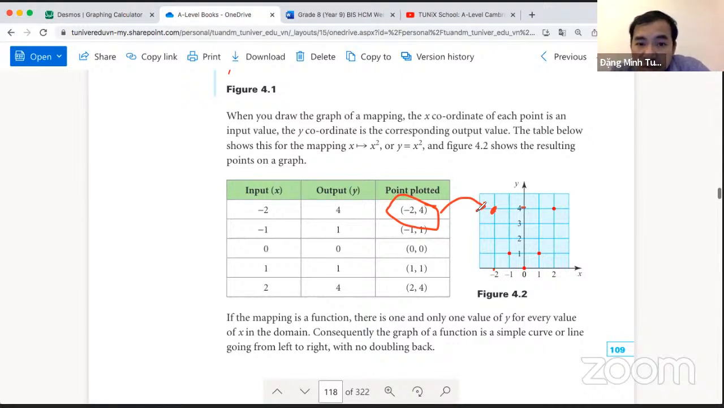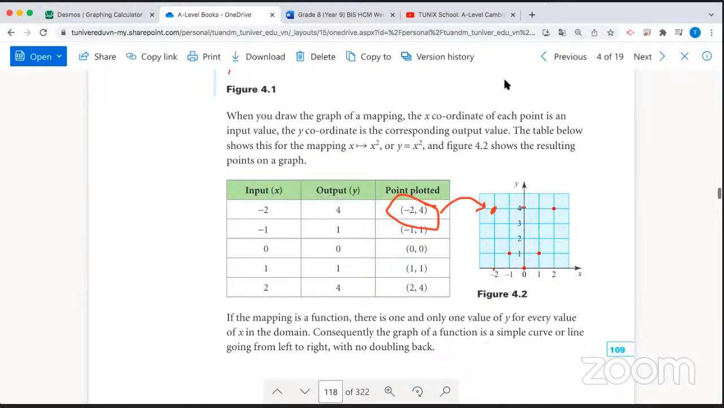So this graph represents the relationship between x and y. Each value of x will give you a value of y. And maybe there are several values of x that give you the same value of y. It's okay. But if one value of x gives you many different values of y, it's impossible.